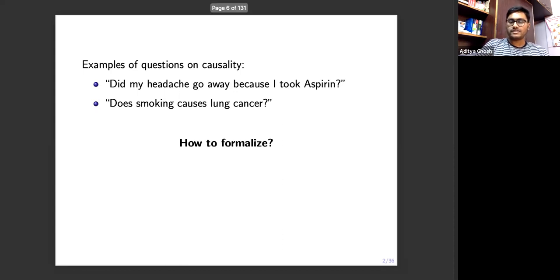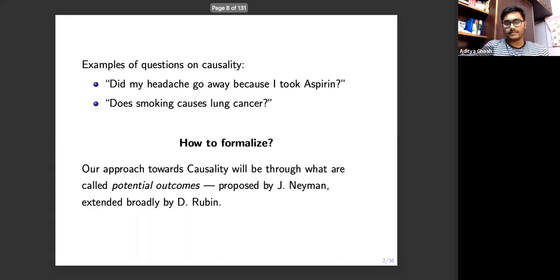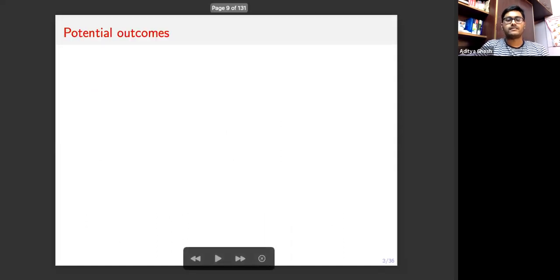So our approach here will be through something called potential outcomes, and we'll be mentioning what that is. And this approach was first, I think, proposed by Neyman in his master's thesis, and later it was extended broadly by Donald Rubin, I think in the 70s. Okay, so what are potential outcomes?